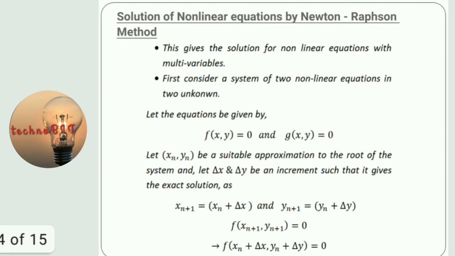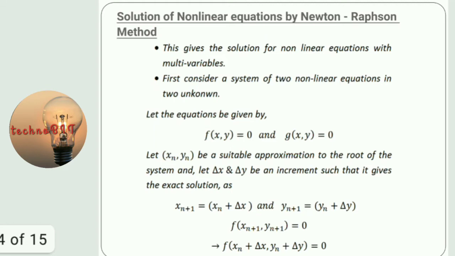Till now in the Newton-Raphson method we have seen that we can use the equation for a single variable, like f of x, where the function is f and the variable is x. But now we can have a multivariable function. For the first understanding, we are considering a system with two nonlinear equations in two unknowns. So what are those equations? Suppose they are f of x, y and g of x, y. f and g are the functions and x, y are the variables.